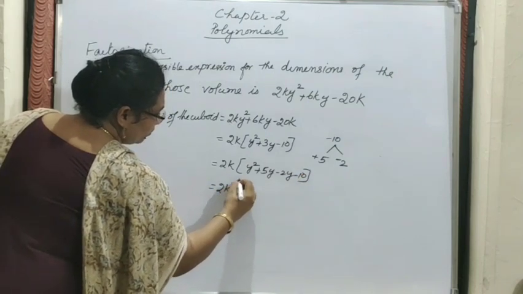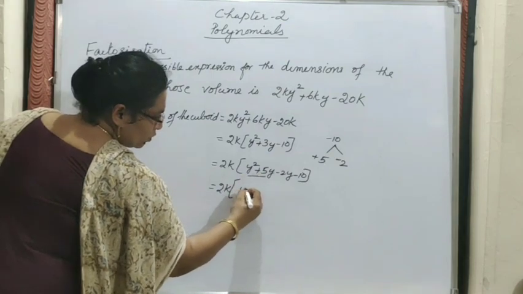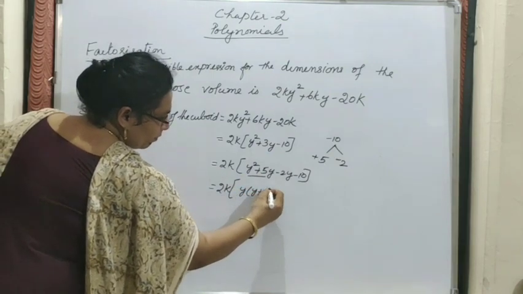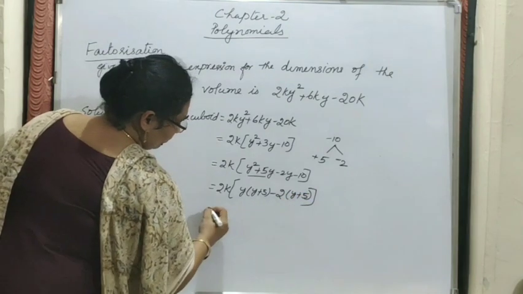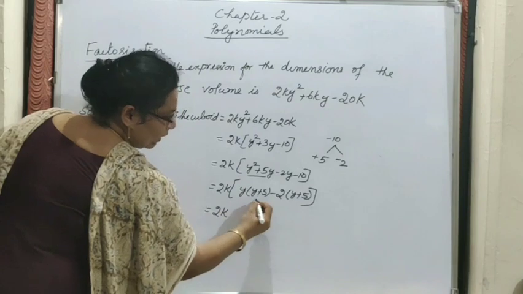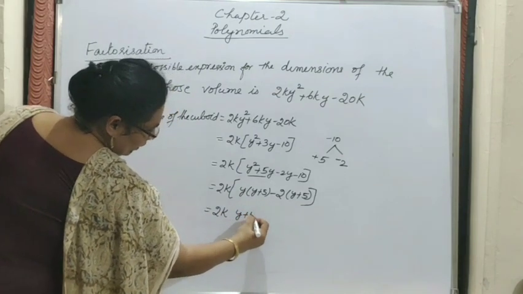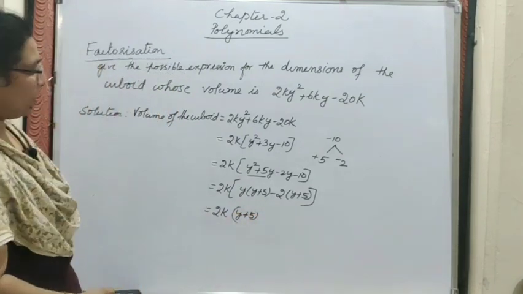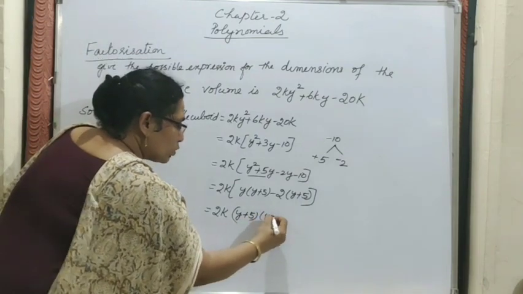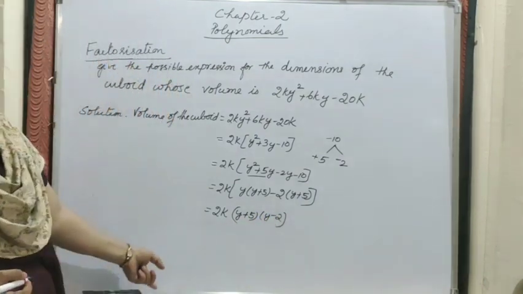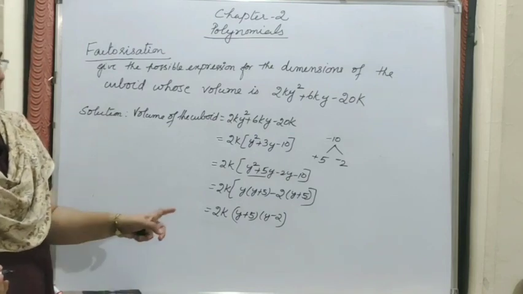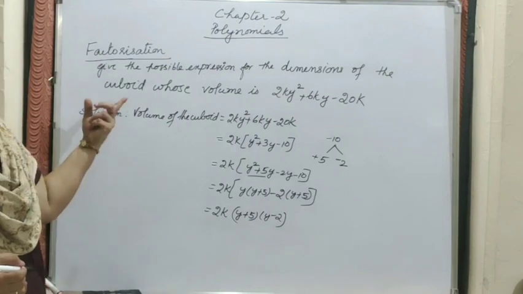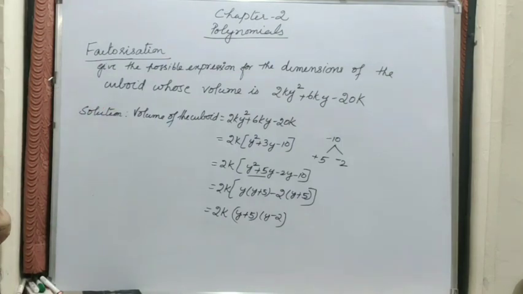Y is common from these two terms. So y into y plus 5 minus 2 into y plus 5. So 2k into, again what is the common factor? y plus 5. So what is the remaining factor? That is y minus 2. Now we got it in the form 2k into y plus 5 into y minus 2. Now it is a product of factors. What is the question asking? Dimensions of the cuboid. Dimensions of the cuboid means length, breadth, height only.